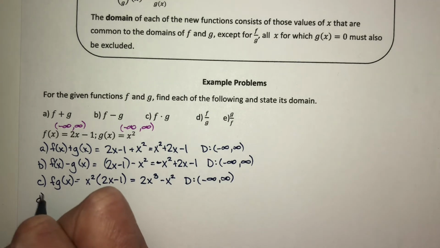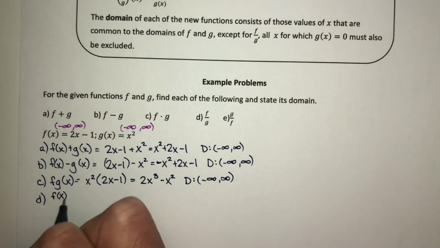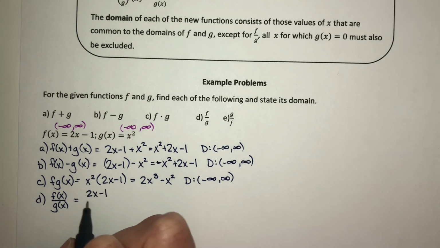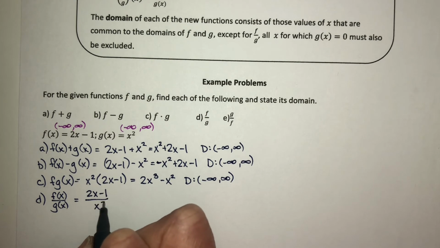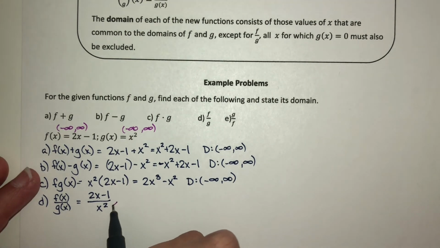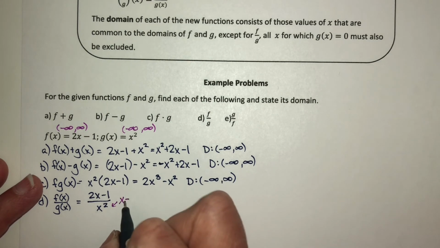Part D, f over g. So that's f of x over g of x, which is 2x minus 1 over x squared. I would simplify it if I could, but nothing really simplifies here. So now we just need to be aware of our domain. We do have a denominator here, so we're going to have to exclude anything that makes that 0. And in this case, 0 makes that 0. So x cannot equal 0.